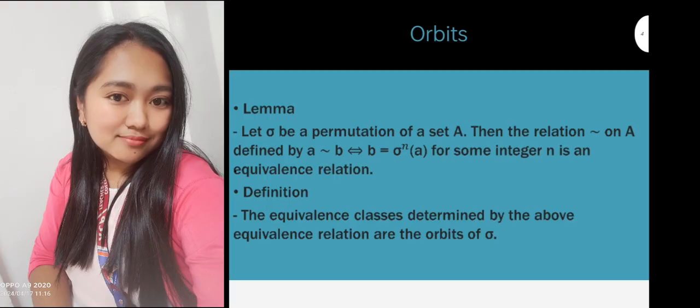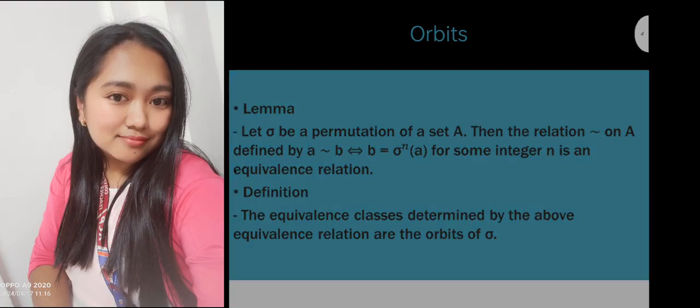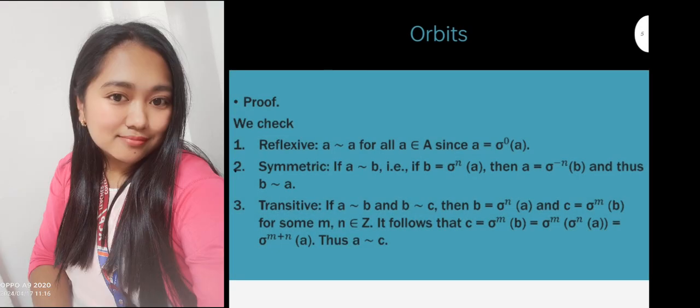So orbits: a permutation of a set defines an equivalence relation. The equivalence classes formed by this relation are known as the orbits of the permutation. Understanding orbits is crucial for grasping the structure of permutations. According to the proof of orbits, we verify the properties of reflexivity, symmetry, and transitivity. Reflexivity ensures each element relates to itself. Symmetry and transitivity confirm the equivalence relation, establishing the foundation for defining orbits.